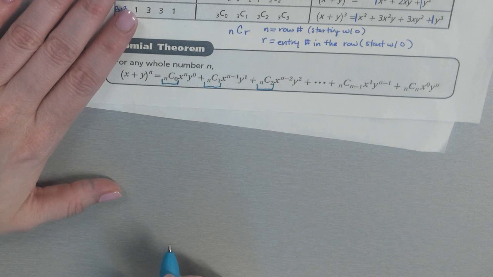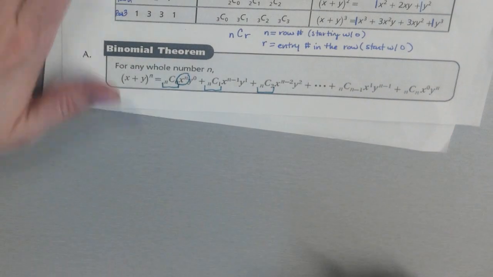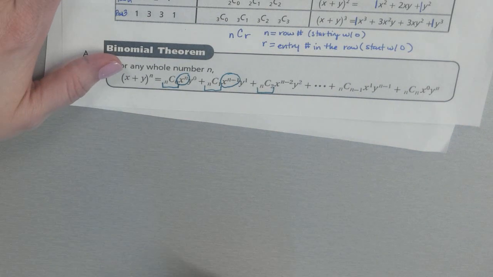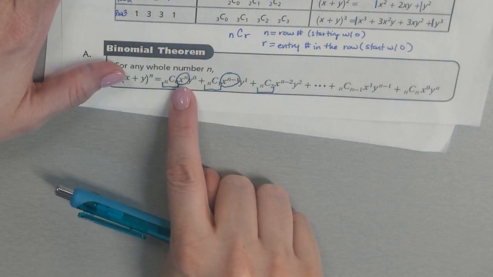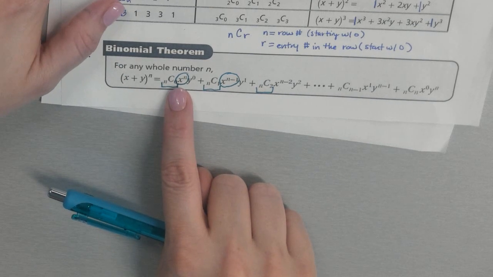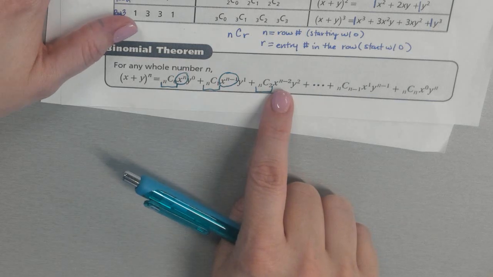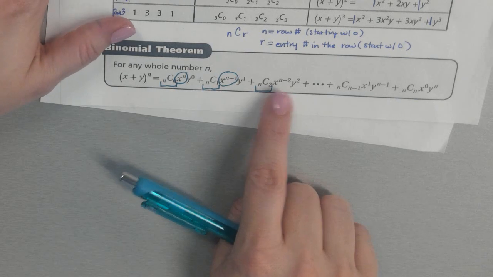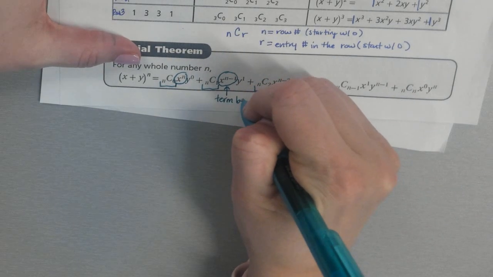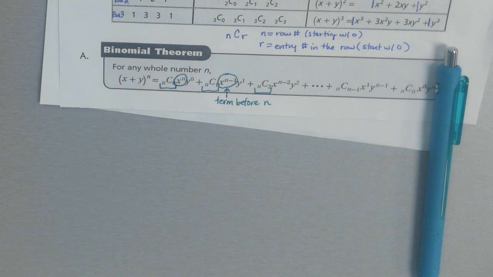What I want you to look at in this one is, see how this is x to the n power here, and then it goes x to the n minus 1. Okay, what's happening here is this is a way to write a certain term. So let's pick a number. Let's say n was 5. What would n minus 1 be? 4. And then n minus 2 would be 3. Okay? So this is just going to be the term before n. Okay? So if it was 20, it would be 19.